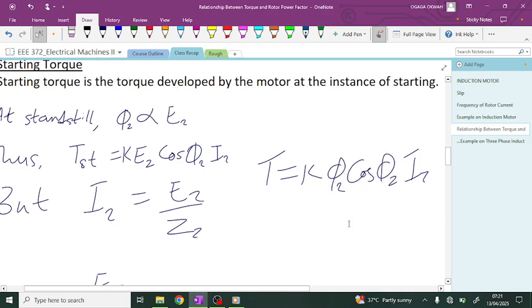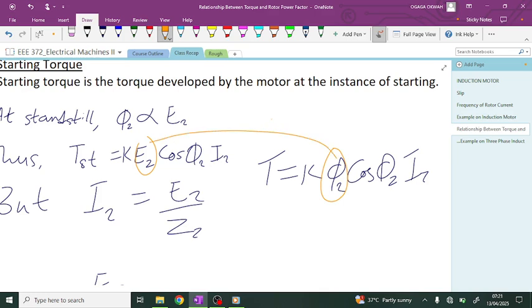Now what we are saying is that at standstill, the rotor is stationary, it's not rotating, meaning the motor is not working at that moment. So at standstill, the flux is proportional to the EMF. That means we can replace our flux with EMF, because they are proportional. So our starting torque can be written with the EMF in place of the flux.